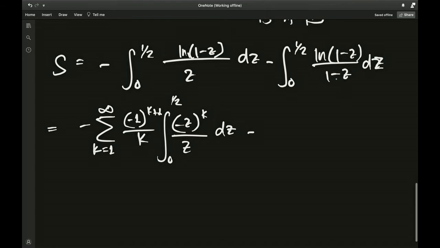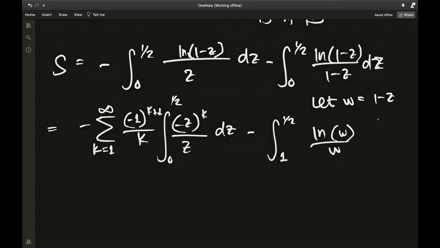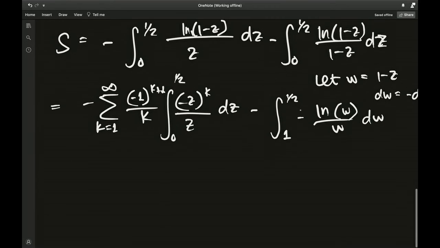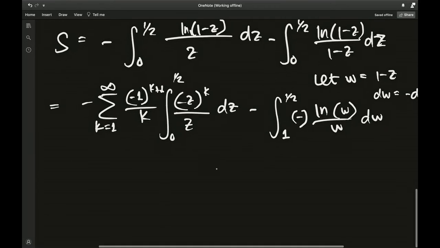Now the antiderivative of this guy is just simple, right? You can use u substitution or whatever you want, or let me just do that. Let's say w equals 1 minus z. So our integral is from 1 to 1 minus half, which is half, natural log of w divided by w, but dw will now be negative dz. Fair enough?